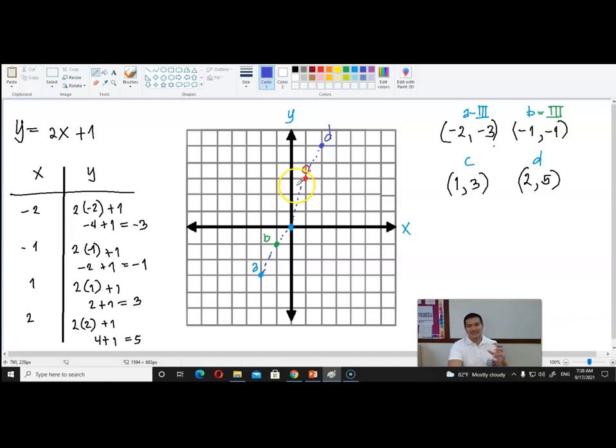So that's the topic that you're going to learn: how to graph equations, how to determine the distance using the Pythagorean theorem, and how to determine which quadrant the given points are in. Okay, that's all.